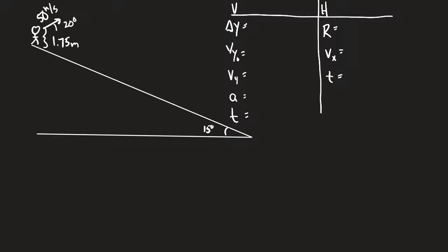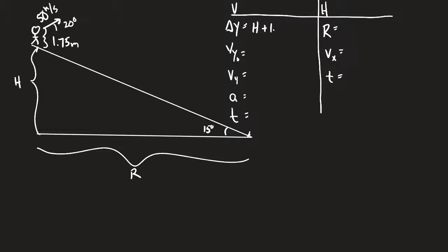But even if we did that, it would give us the distance along the slope. It wouldn't give us where it is along the ground. Either way, we can get the answer because we know trig. So I'm going to set this and call this R. I'm going to set this and call this, for right now, delta Y. Actually, no, I shouldn't do that. Not to be rude, but let's call this H. So that delta Y is H plus 1.75.